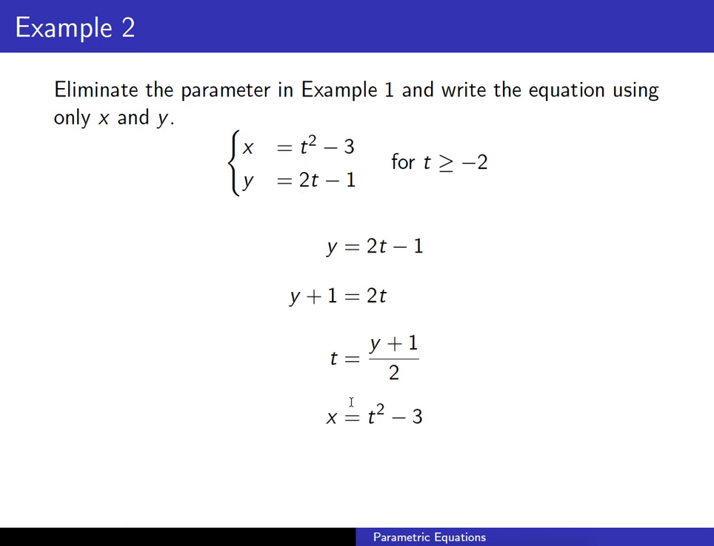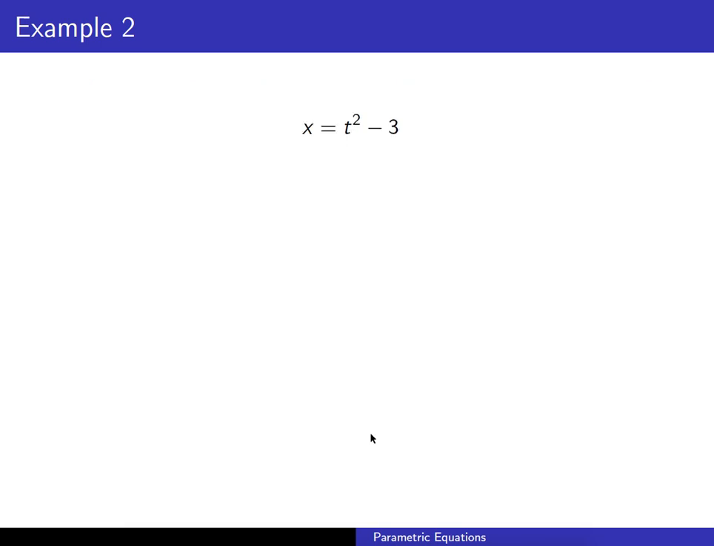So with x equals t squared minus 3, we're going to substitute a y plus 1 over 2 in for t and then simplify it. So when we do that, we get x equals y plus 1 over 2 all squared, and then bring down the minus 3. Add 3 to both sides, and on top we'll get y plus 1 squared over 2 squared is 4. And if you want to, you could expand out y plus 1 squared and get y squared plus 2y plus 1 all over 4, but you don't always have to.